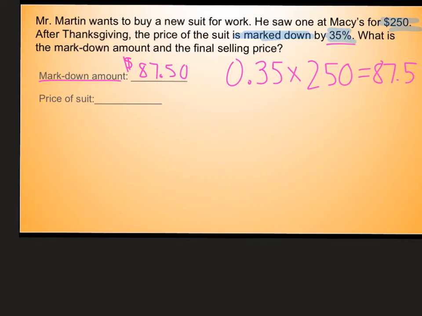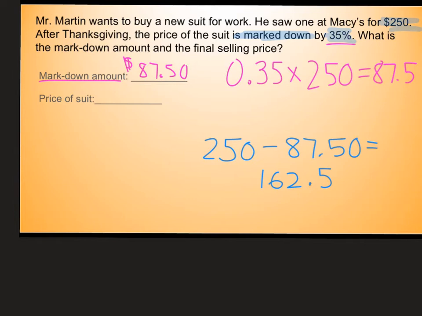So now, once we figured out our marked down amount, we can figure out the price of the suit that this store is going to sell it for. The way we do that is take our original cost, so $250 was the original price, and remember we're marking down the item, so we're subtracting $87.50, which will then give us the price of the suit. So again, go ahead, type that into your calculator. 250 minus $87.50. You should get 162.5, which when we write that in our answer, the price of the suit when it's marked down is $162.50. And now we answered both parts of the problem, so we can move on to number 2.